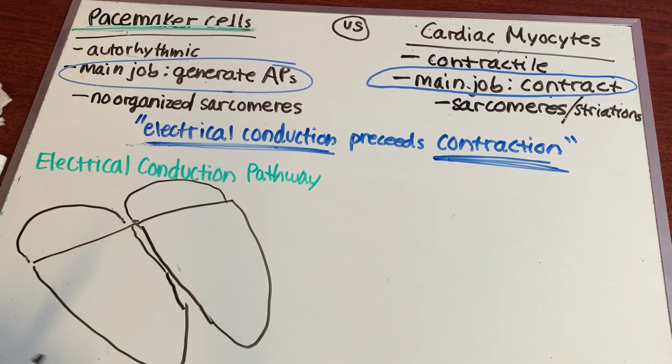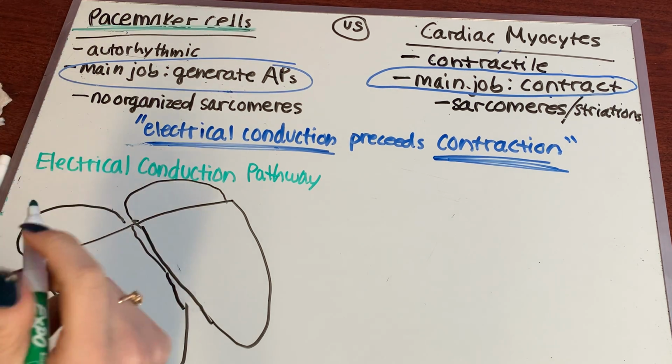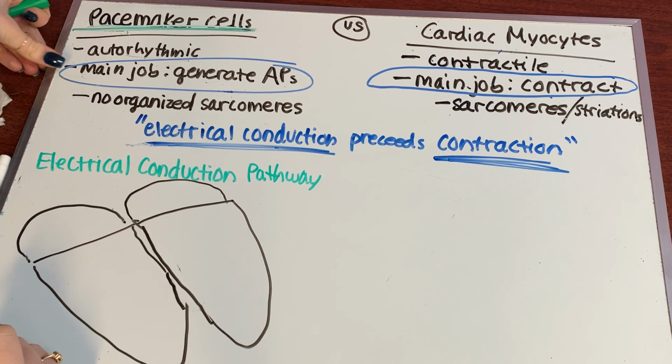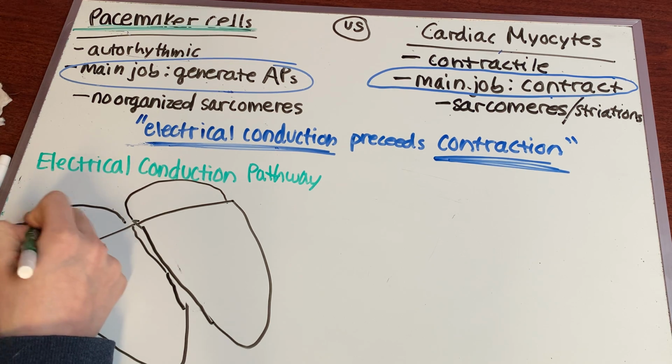Okay, so everywhere that I draw in green is going to show the location of our pacemaker. So to start, we have the SA node, and it's going to be up here in the right atrium.